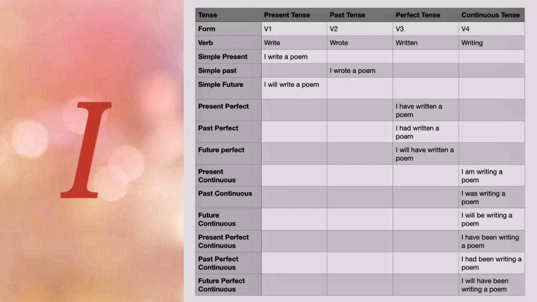V3 written is used to make present perfect tense I have written a poem, past perfect tense I had written a poem and future perfect tense I will have written a poem.